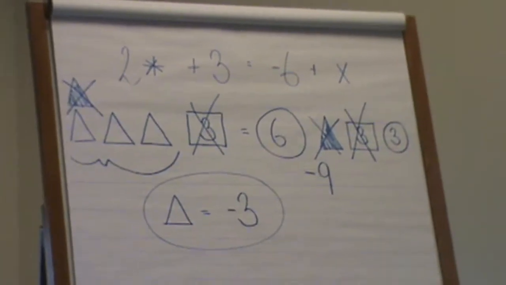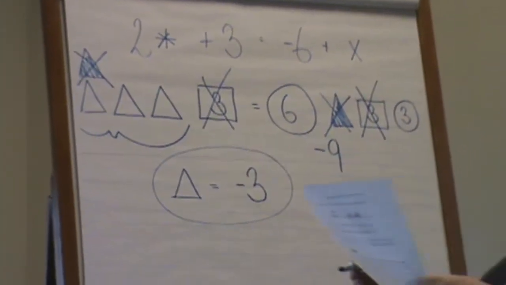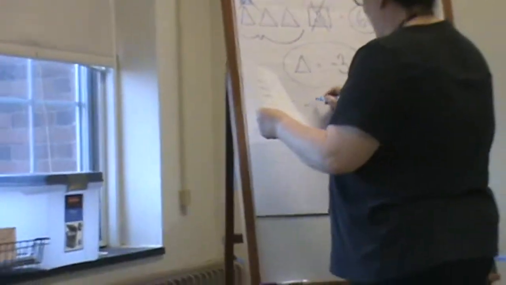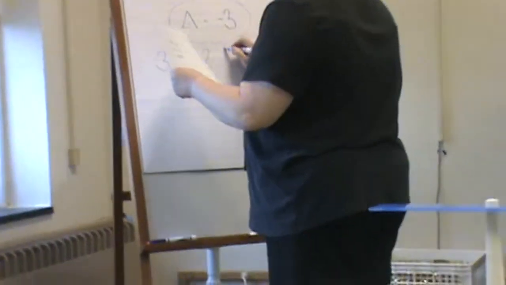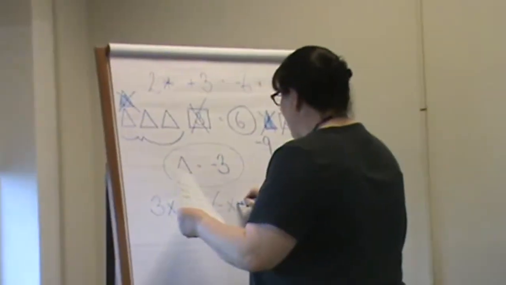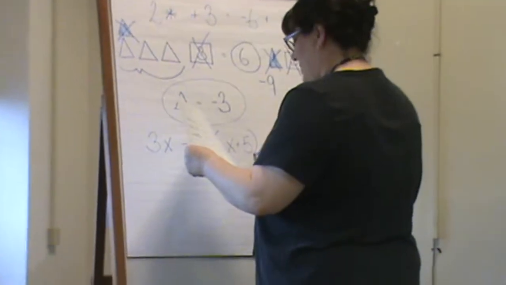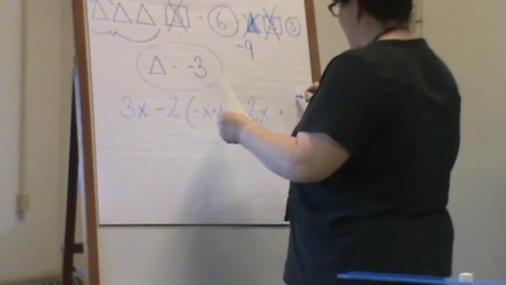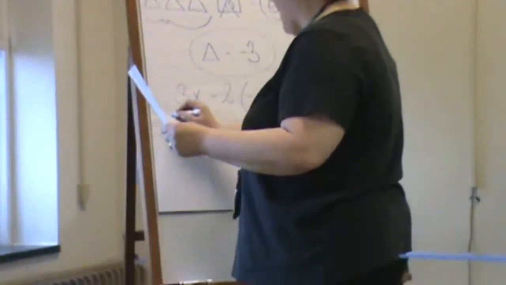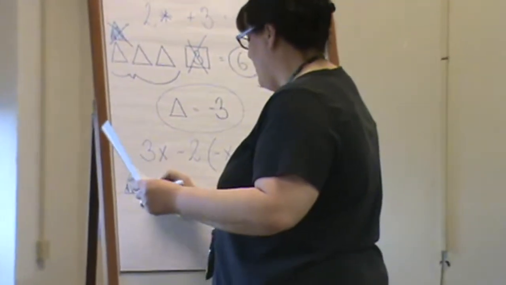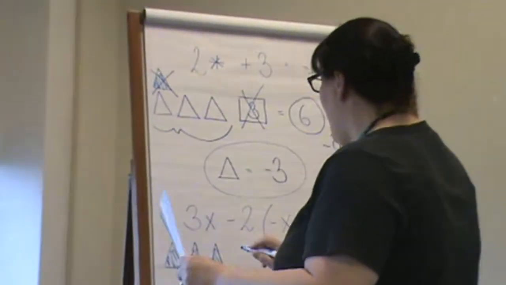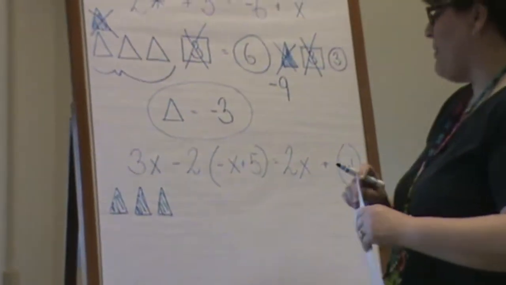Let's do one more example. I have 3x minus 2 -x plus 5's equals 2x plus a -1. So, to draw it, I have 3 x's: 1, 2, 3, minus 2 -x plus 5's.